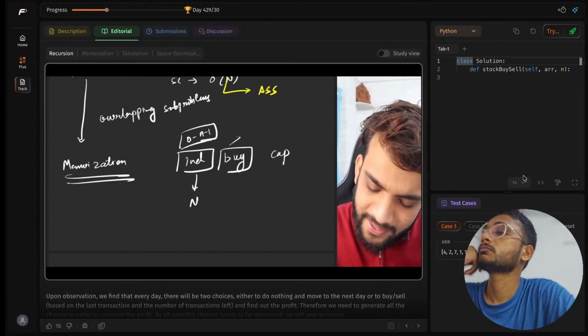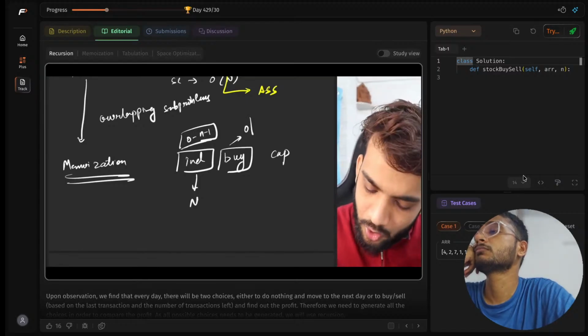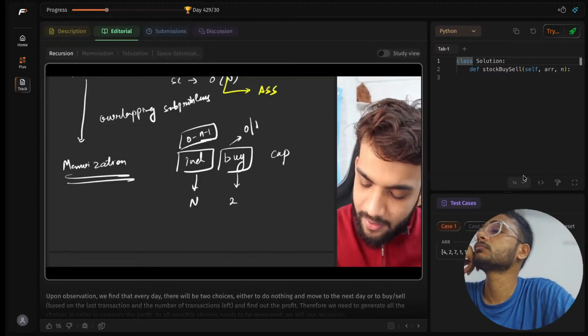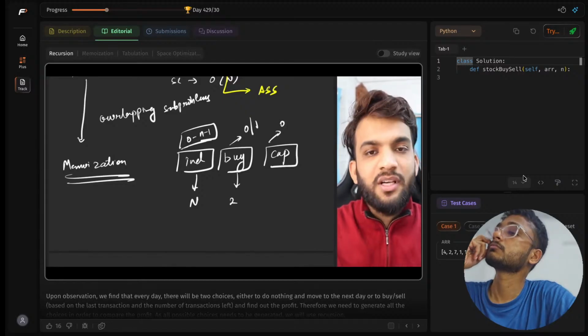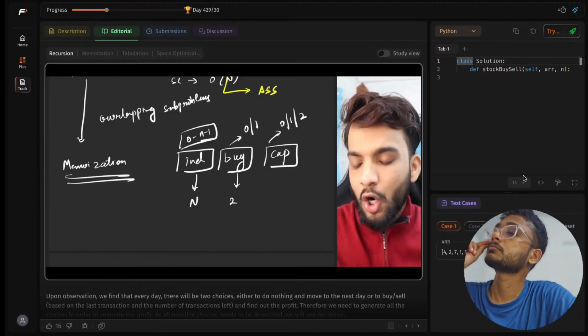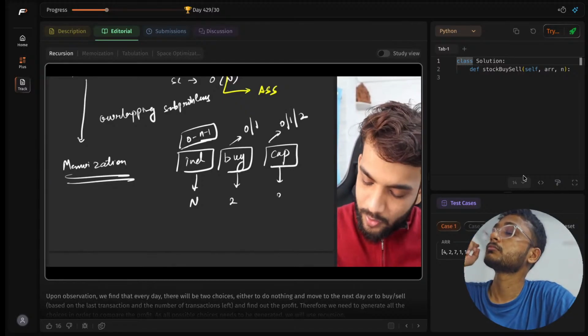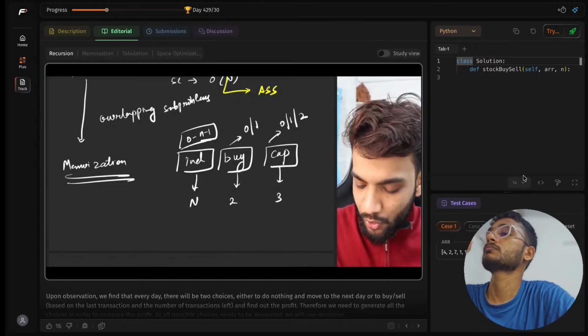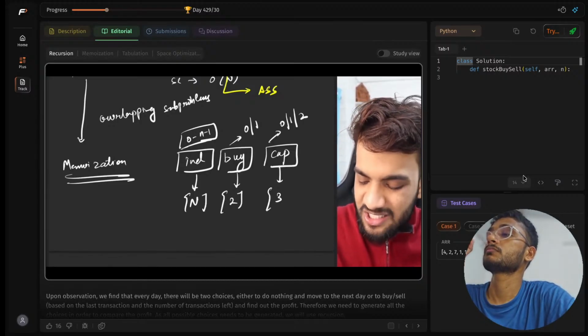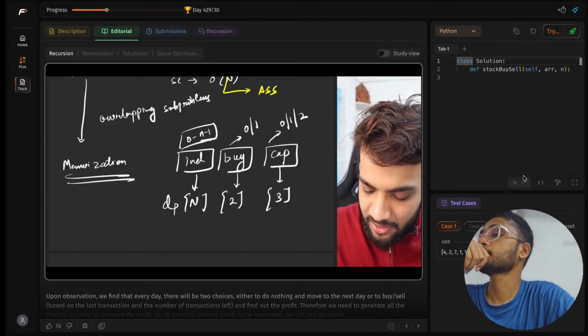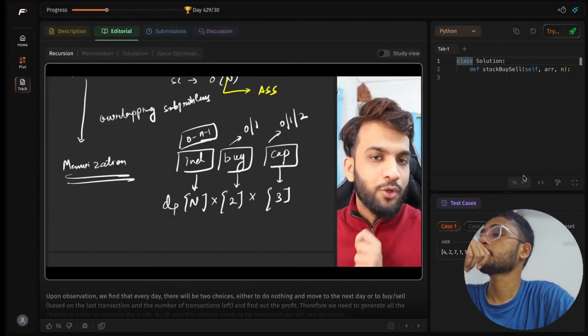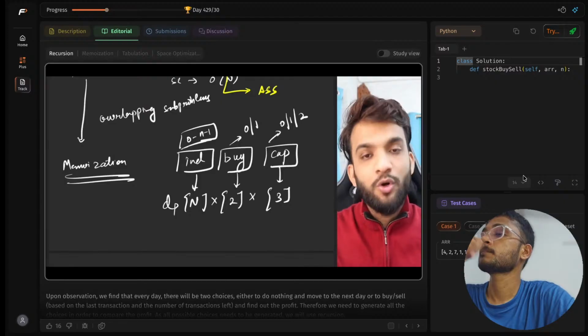What can we buy? Buy can be either you are not allowed to buy or you are allowed to buy. 2 different states of buy. What can cap be? Either you have 0 transactions remaining, 1 transaction remaining, or 2 transactions remaining. Thereby, you can have 3 different sets of transactions. So I see 3 changing parameters or 3 changing states. Thereby, you just need to create a DP state of n cross 2 cross 3.